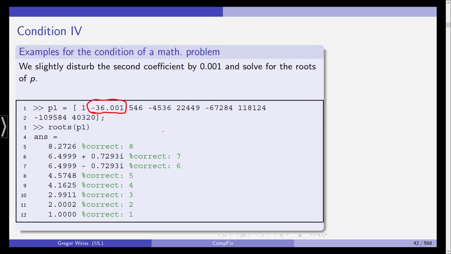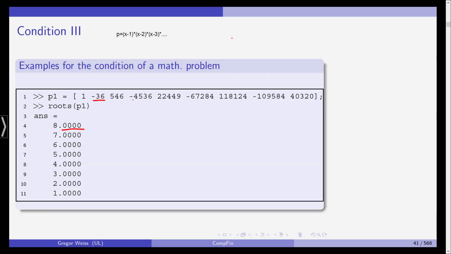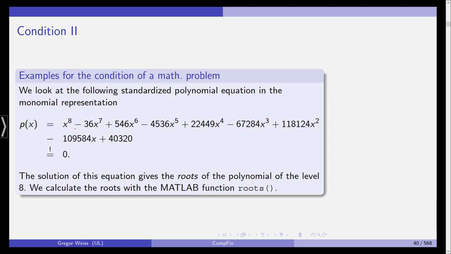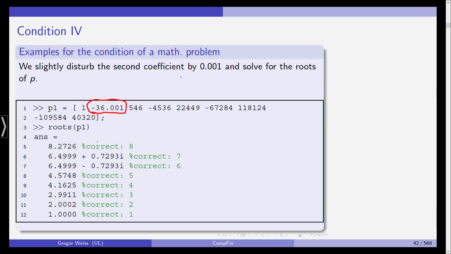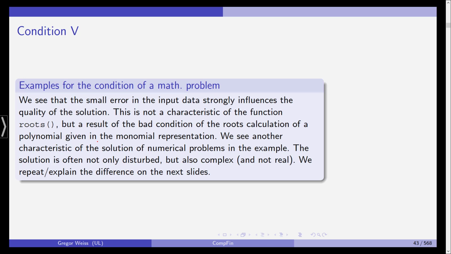And we can see we have a very tiny error in our input data, and what happens is the errors blow up in our result, and this is actually a problem that solving for the roots of such a polynomial in this representation, in this monomial representation, is badly conditioned. Okay, so the small error in the input data strongly influences the quality of the solution, and this is not a characteristic of the algorithms used by Matlab. This is actually a problem of the mathematical problem itself.